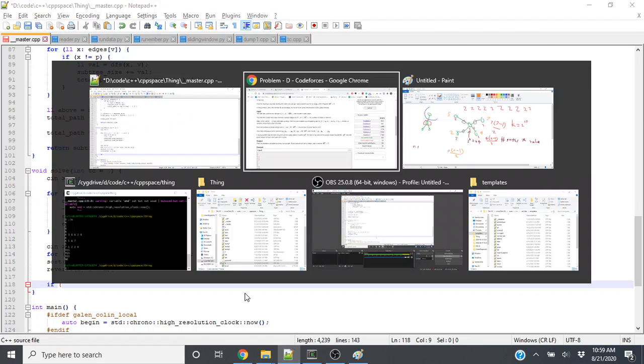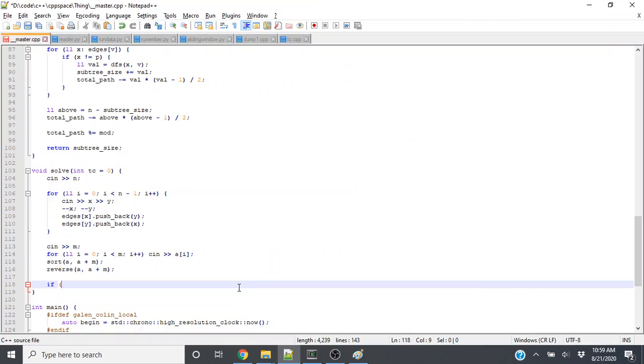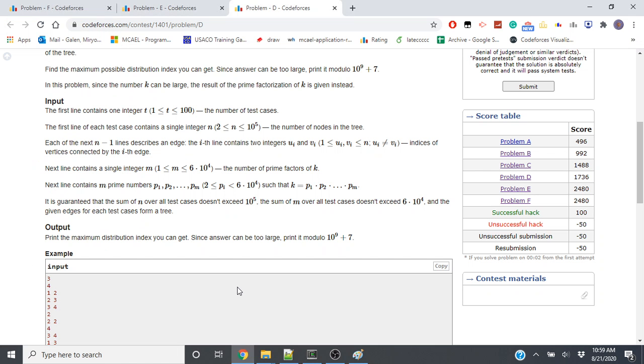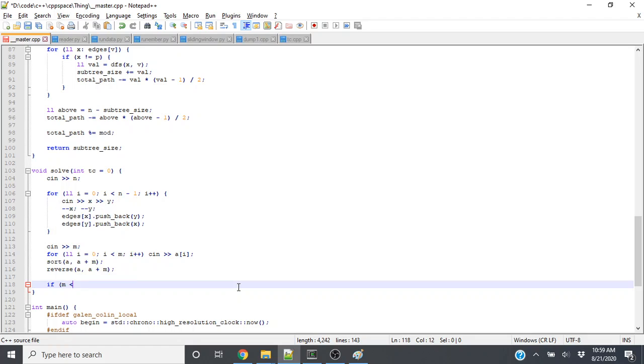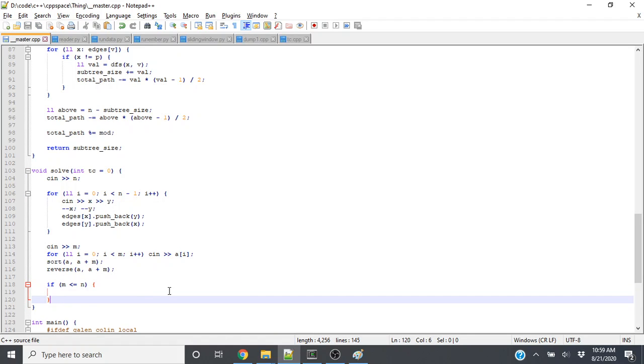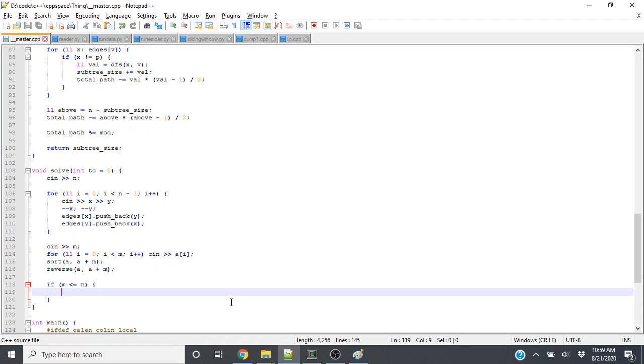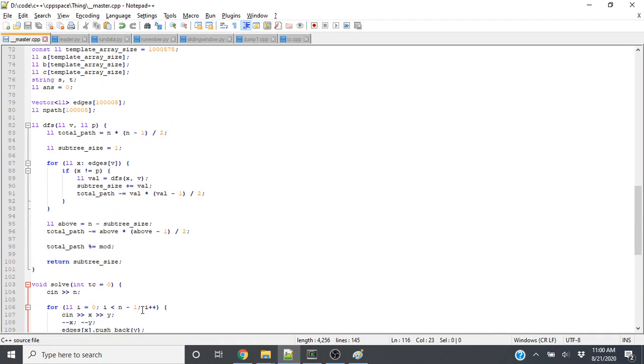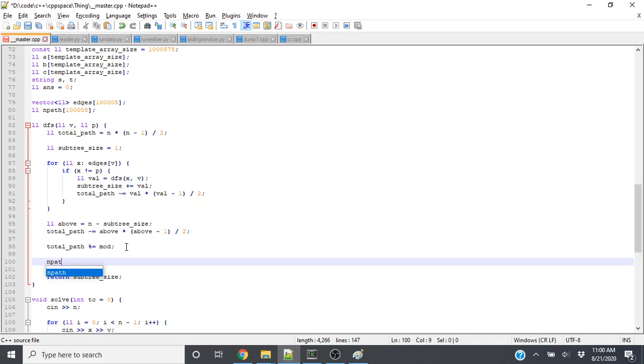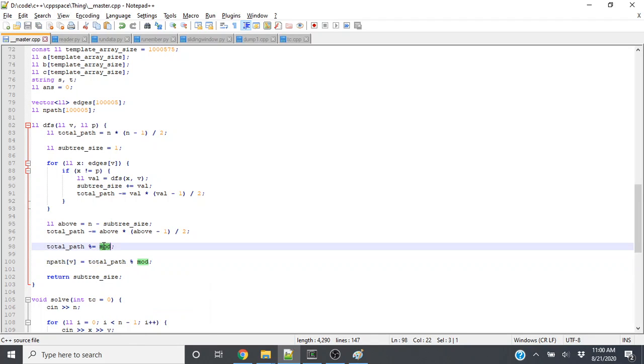So we're going to say if m is less than or equal to n, then we don't multiply anything because we're just going to use each prime factor in a different vertex. So let's say n path v equals total path mod mod.